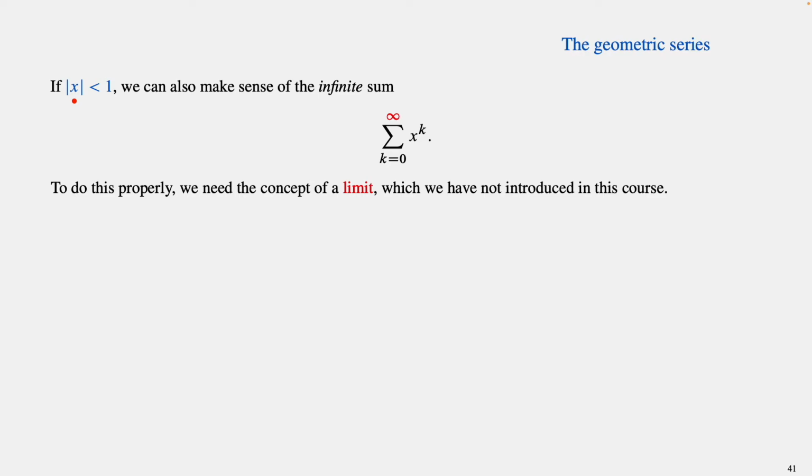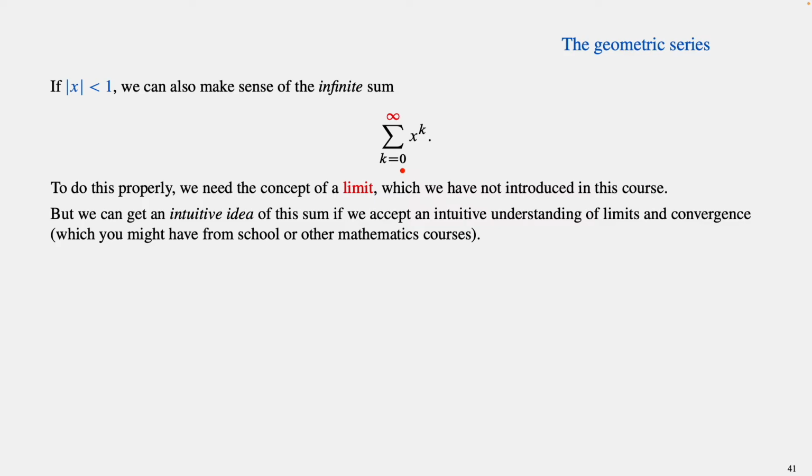If we assume that our real number x has absolute value less than 1, then we can also look at an infinite geometric sum. So we call this the geometric series. And to do this properly, we would have to introduce the concept of a limit, which I will not do in this course. This is rather something for an analysis course. But we can get an intuitive idea of this sum if we accept some intuitive understanding of limits and convergence. And you might already have that from school or from other mathematics courses. So I will just assume that you have some idea of what limits are.